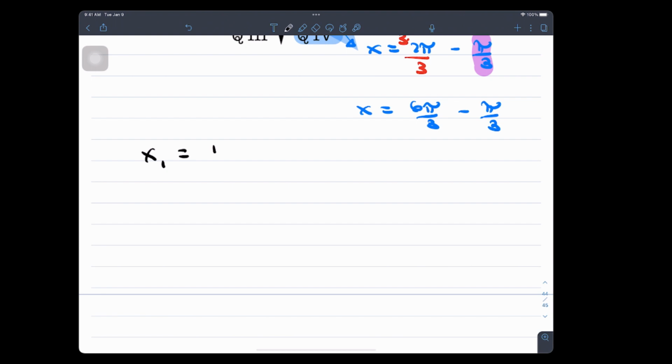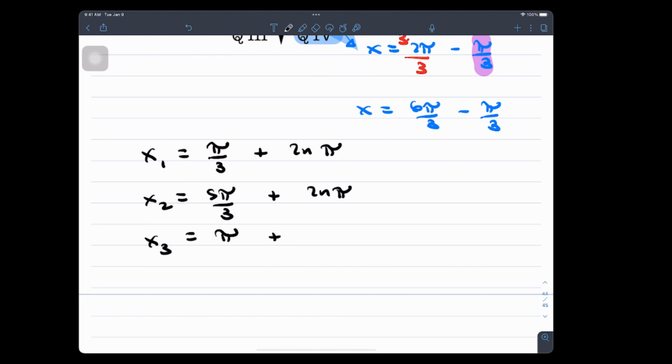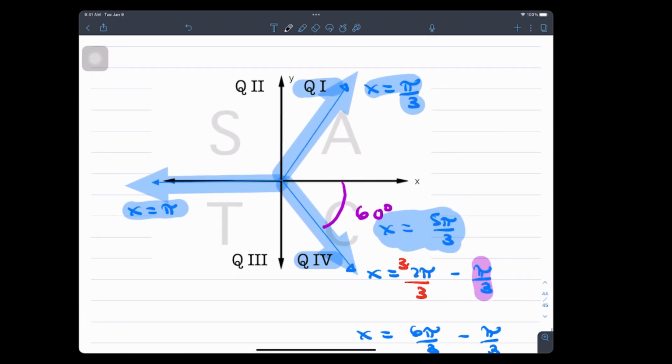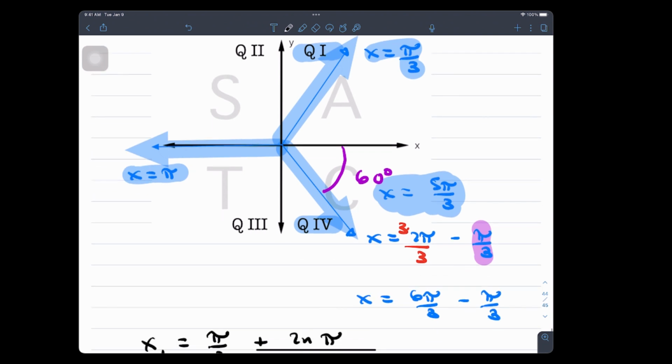X1, pi over 3, plus 2n pi. We want to get all solutions. X2, 5 pi over 3, plus 2n pi. And x3, pi plus 2m pi. Because all of them, to get the coterminal solutions, have to be rotated full revolutions, both clockwise and counterclockwise, you know, multiples of 2 pi, full revs.